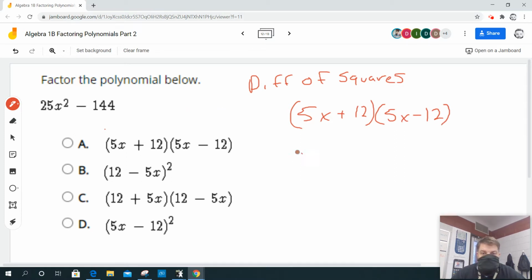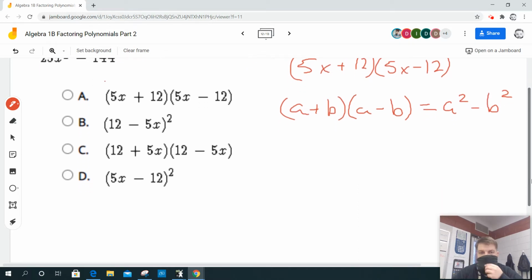The difference of squares is this. If I have a plus b times a minus b, then that is equal to a squared minus b squared. Okay? And we did that the other day.